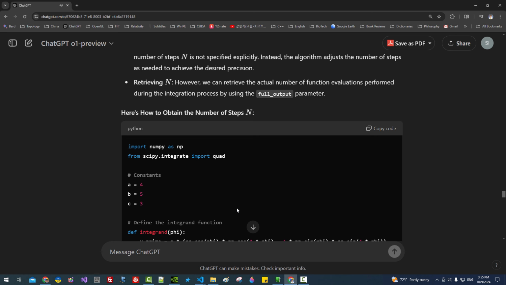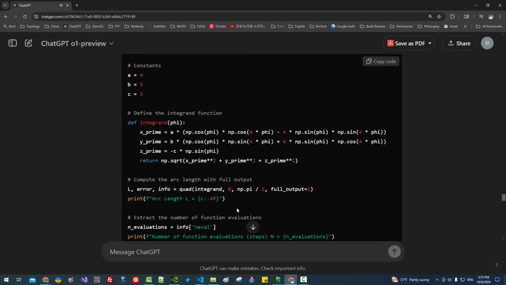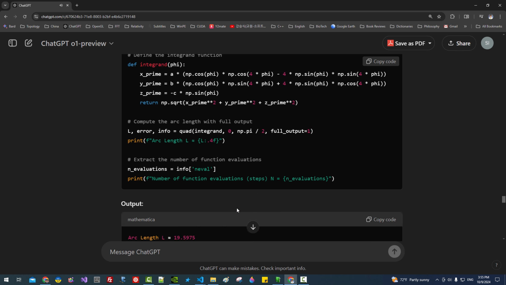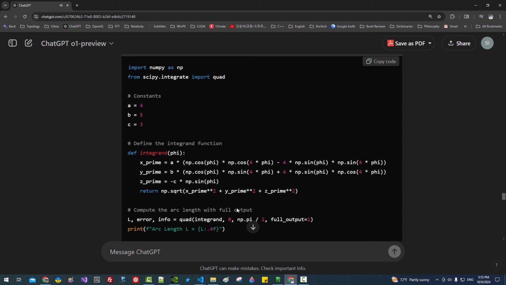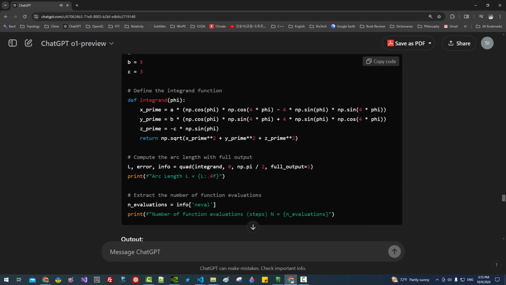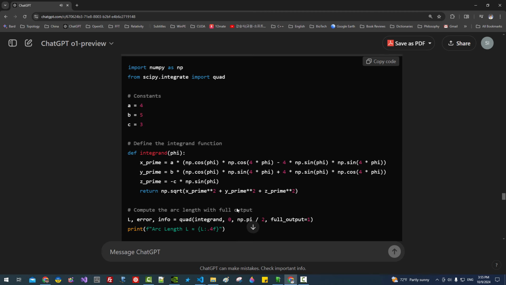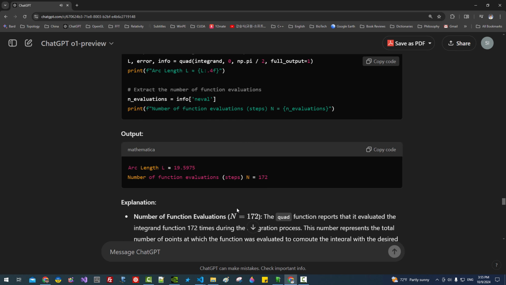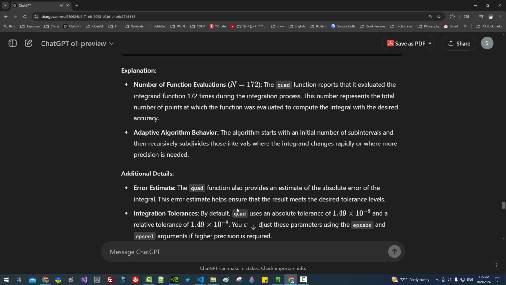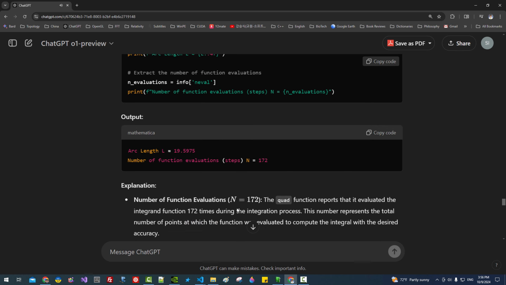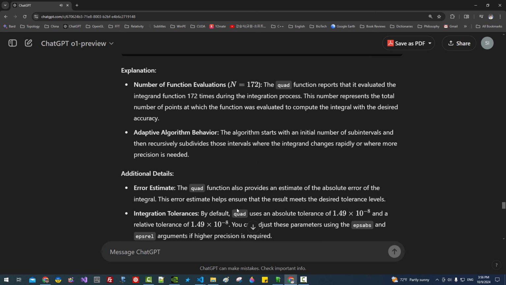Python: import numpy as np, from scipy.integrate import quad. Constants: a equals 4, b equals 5, c equals 3. Define the integrand function: x prime equals a np.cos phi np.cos 4 phi minus 4 np.sin phi np.sin 4 phi. y prime equals b np.cos phi np.sin 4 phi plus 4 np.sin phi np.cos 4 phi. z prime equals minus c np.sin phi. Return np.sqrt of x prime squared plus y prime squared plus z prime squared. Compute the arc length with full output: L, error, info equals quad of integrand from 0 to np.pi over 2, full_output equals 1. Print the arc length L to 4 decimal places. Extract the number of function evaluations: n evaluations equals info['neval']. Print the number of function evaluations (steps) n.